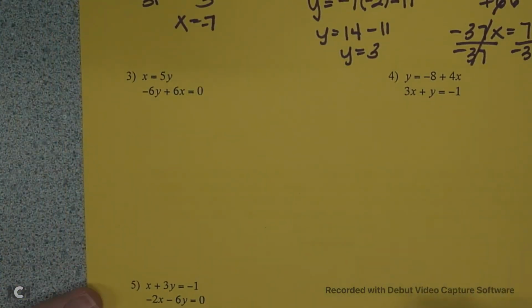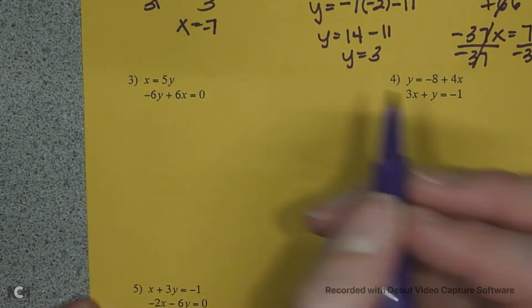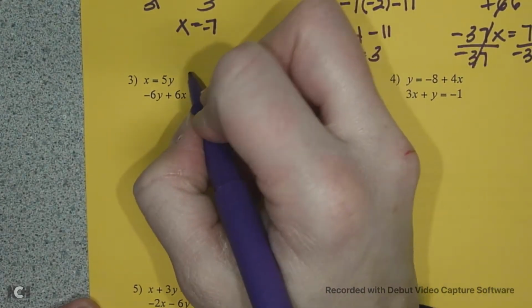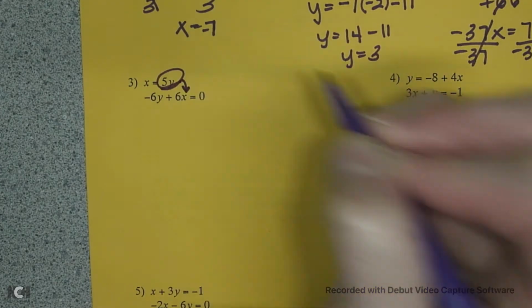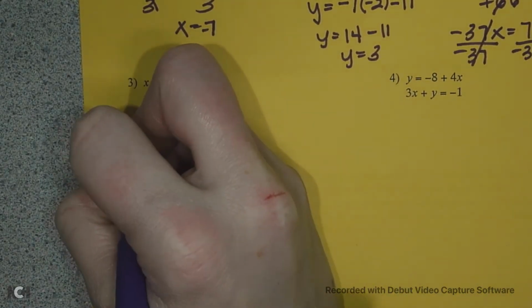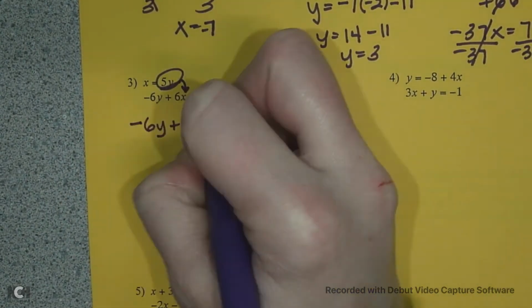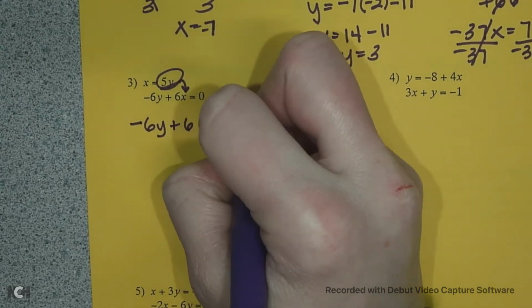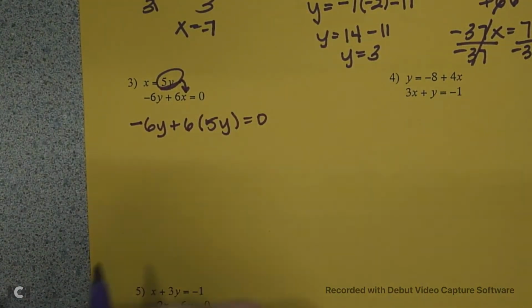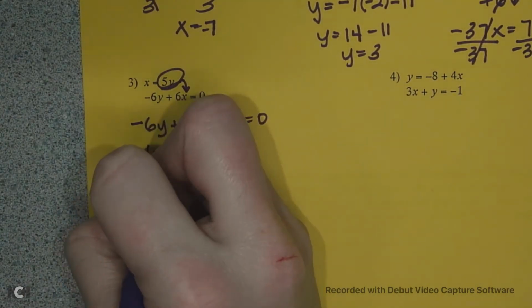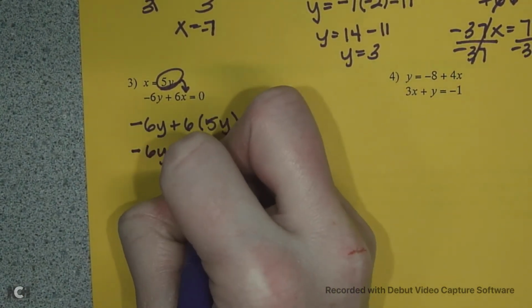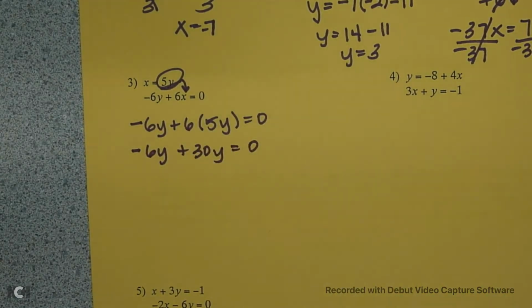Okay, number 3. This time it says x equals, but I already have the variable by itself, so in the opposite equation, I'm going to take out x and replace it with what x equals, which is 5y. So I have -6y plus 6 times 5y equals 0. Again, you have to distribute, but since it's just one term, we're just multiplying. So we have -6y plus 30y equals 0.